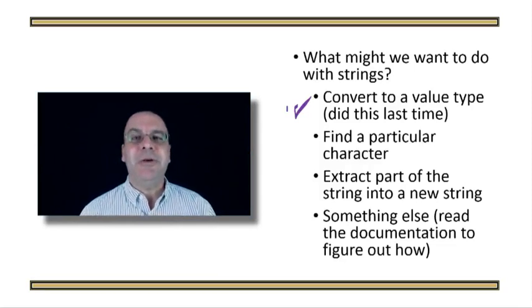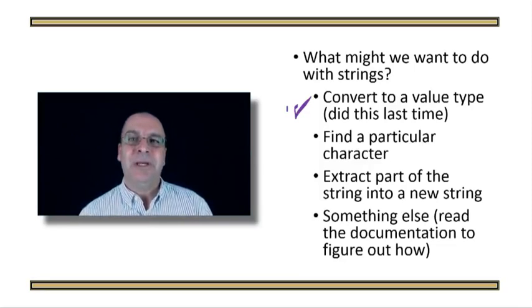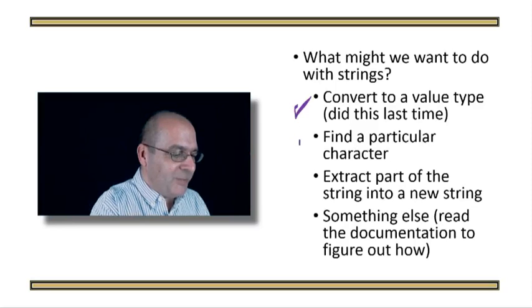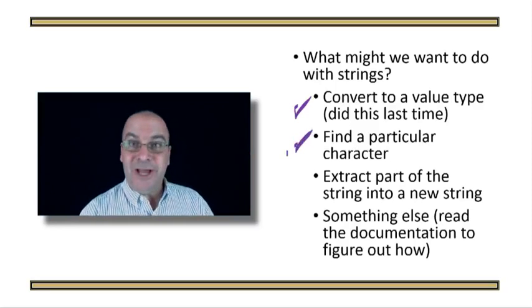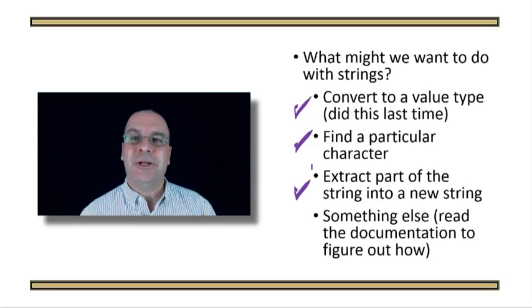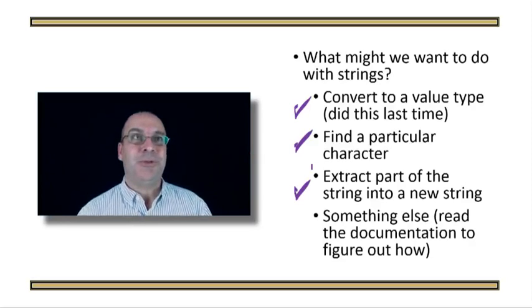So for example, it is very common for people to export CSV files, comma-separated value files from Excel or something like that. You could also separate them by tabs. You can use any separator character you want when you export. So it might be the case that we want to write a program that reads in such a file and finds the location of those separators so that we can do interesting stuff. So we might have to find a particular character. And in fact, once we've found that particular character, we might want to extract part of that string into a new string to gather the information from each line in that CSV file.